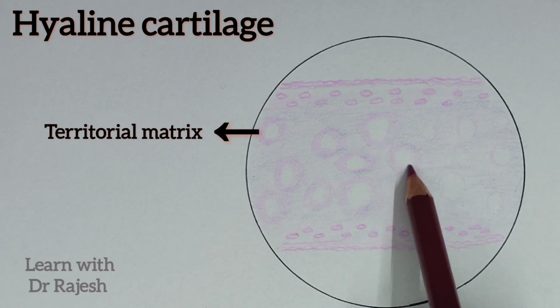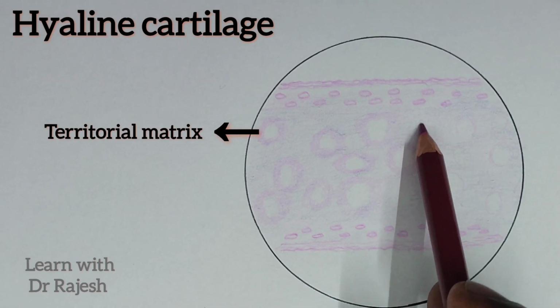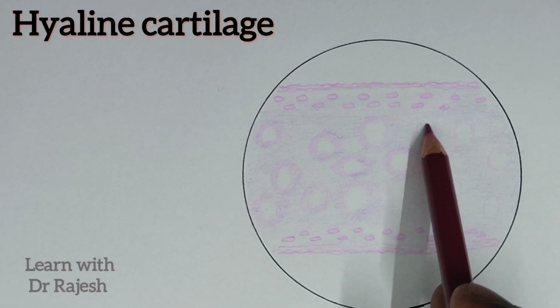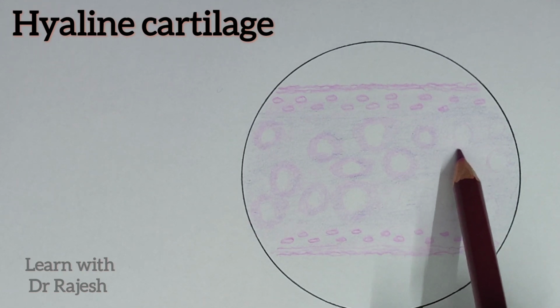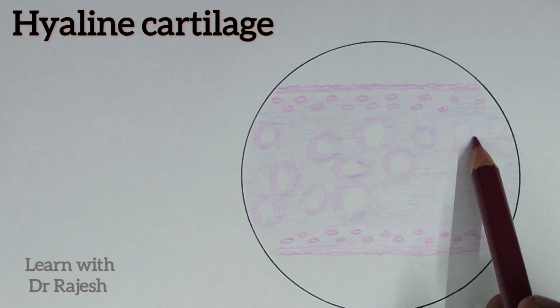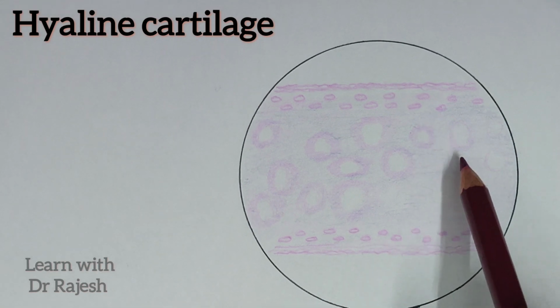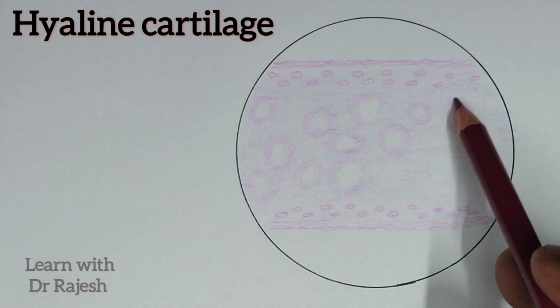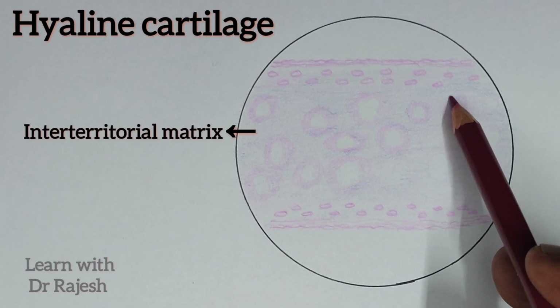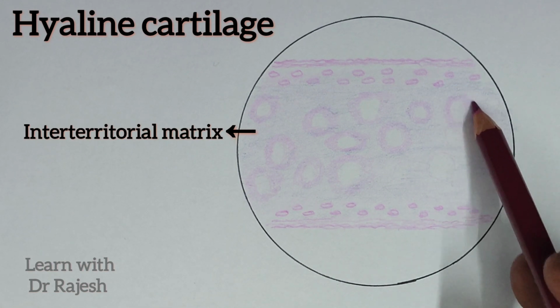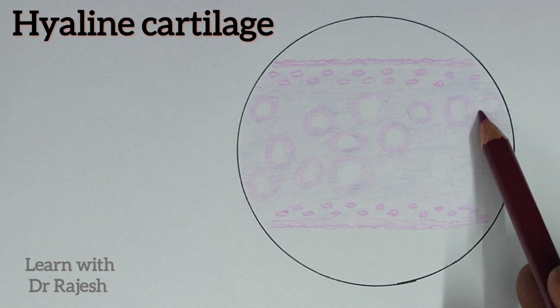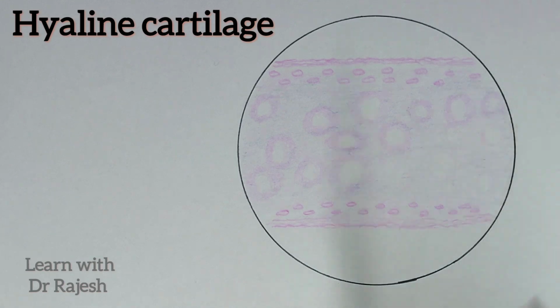The matrix is mainly secreted by the cells which are present inside these lacunae, the chondrocyte cells. So the chondrocyte cells are the ones which maintain this matrix also. The rest of the matrix which is present around this territorial matrix is called interterritorial matrix. That's what we have drawn as glassy appearance with slight basophilic staining.